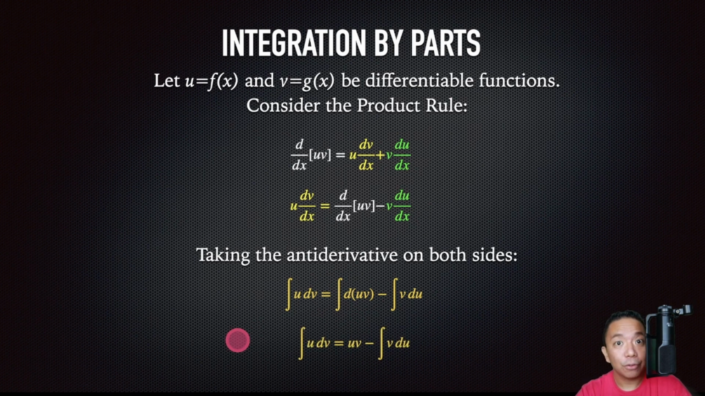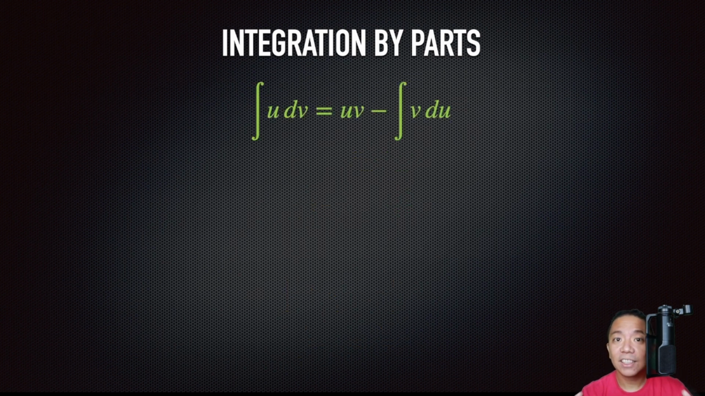This will be our formula for integration by parts. The integral of u dv is equal to u times v minus the integral of v du. Let's keep in mind that here u and v are differentiable functions. And this will be our formula for integration by parts.